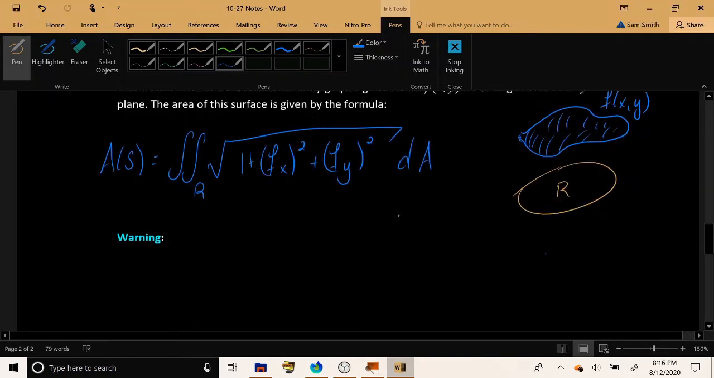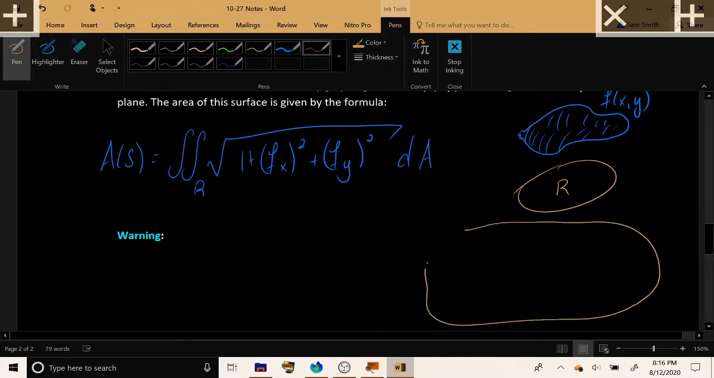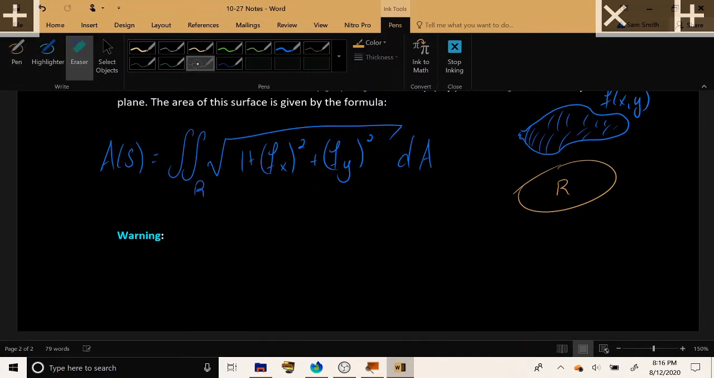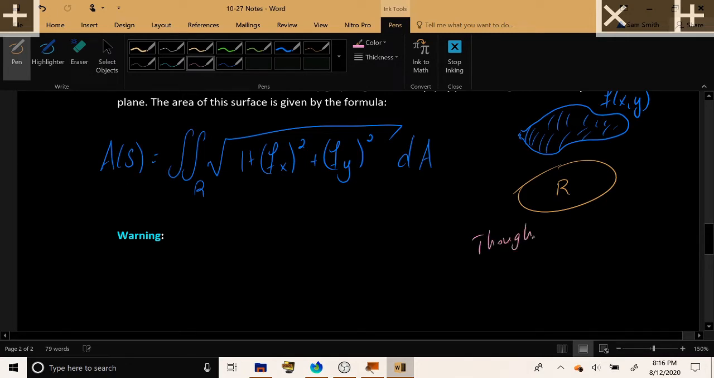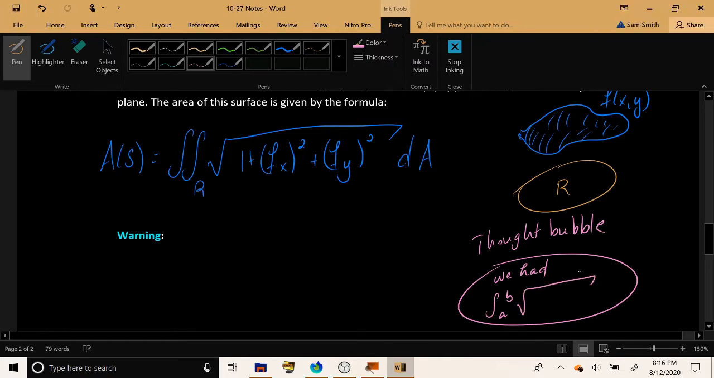Now compare this with the formula that we had back in Calculus 1 to calculate not the surface area of a surface, but the length of a curve. The arc length is what we called it. So this is a thought bubble. We had the integral from a to b of the square root of 1 plus f prime of x squared dx for arc length.